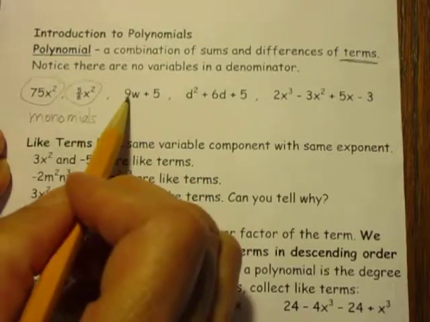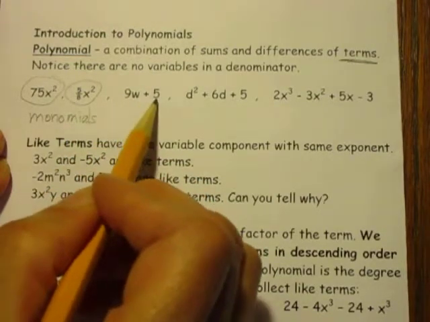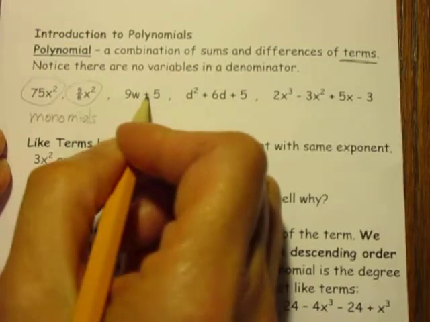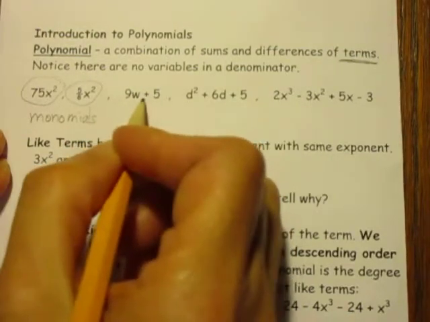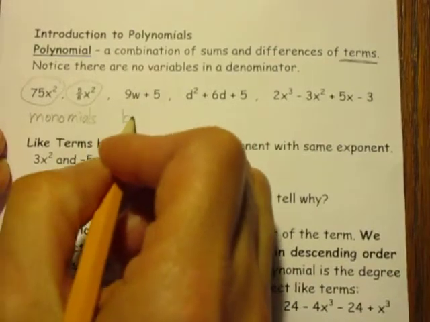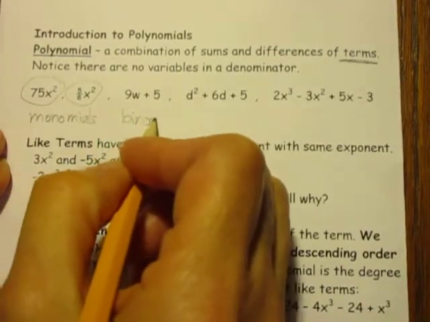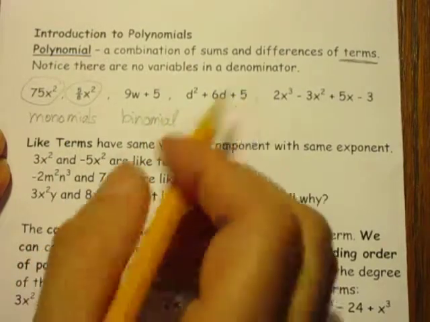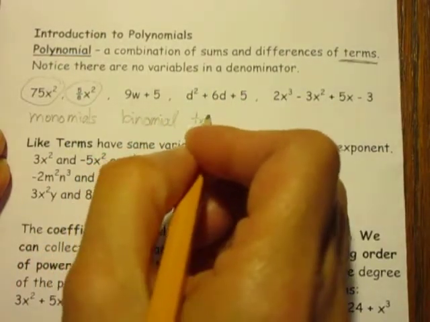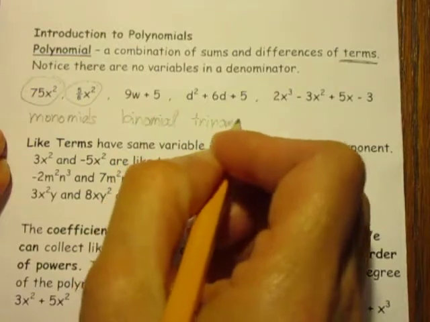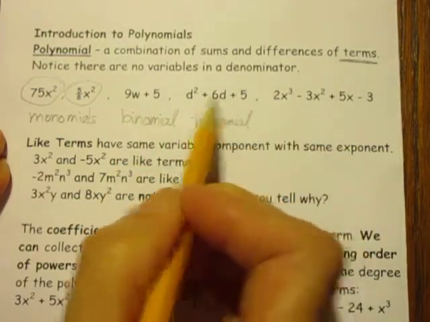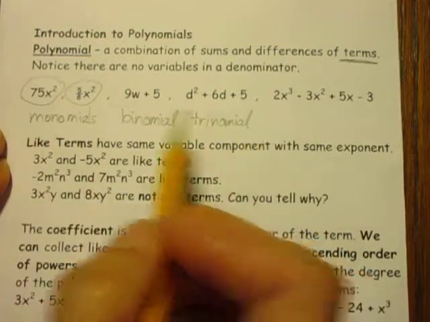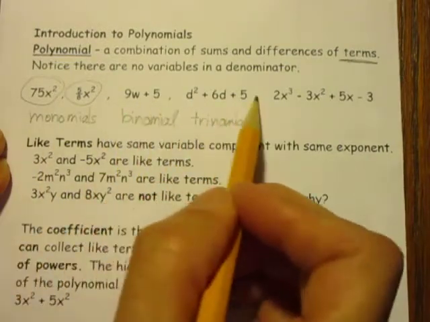Whereas here, 9w plus 5, that has two different terms. These two terms are separated by that plus sign. That's one way that you can recognize that you've got a binomial, or a two-term polynomial. Okay, here we've got three different terms. That is very often identified as a trinomial. And we will do an awful lot of work with these three: monomials, binomials, and trinomials. I'm just pointing that out so that you recognize that we have different terms here.